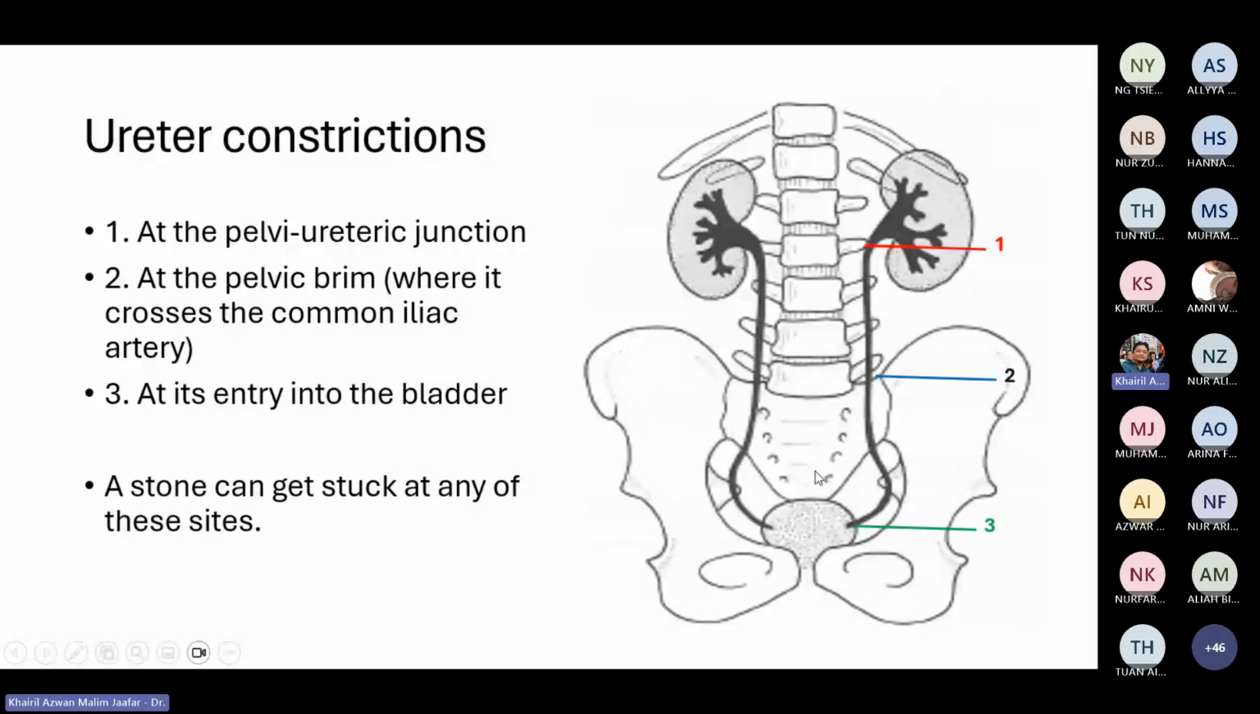This is also important clinically. Where are the ureter constrictions? Please remember this. There are three main sites: at the pelvic-ureteric junction, at the pelvic brim, and as the ureter goes into the bladder.